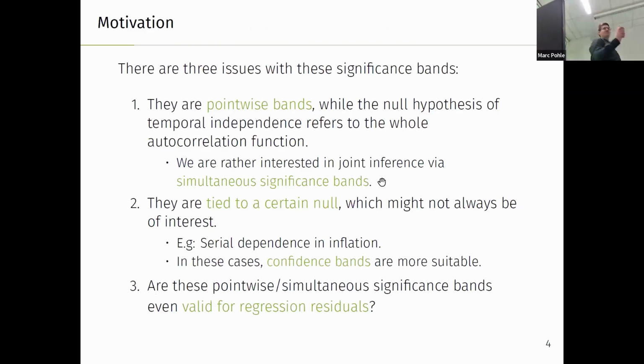Okay, and the motivation for what we do is threefold, I would say. There are 3 issues with these significance bands. Well, probably there are more, but we address 3 issues. They are pointwise bands, while the null hypothesis of temporal independence refers to the whole autocorrelation function. So temporal independence is not just about the first or the fifth autocorrelation, it's about the whole autocorrelation function. So we should rather be interested in joint inference via what we call simultaneous significance bands.